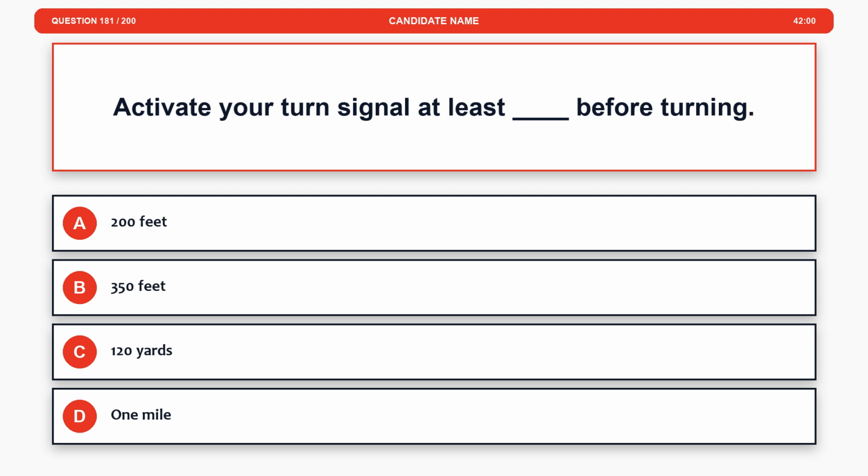Question 181. Activate your turn signal at least blank before turning. Option A, 200 feet. Option B, 350 feet. Option C, 120 yards. Option D, 1 mile.